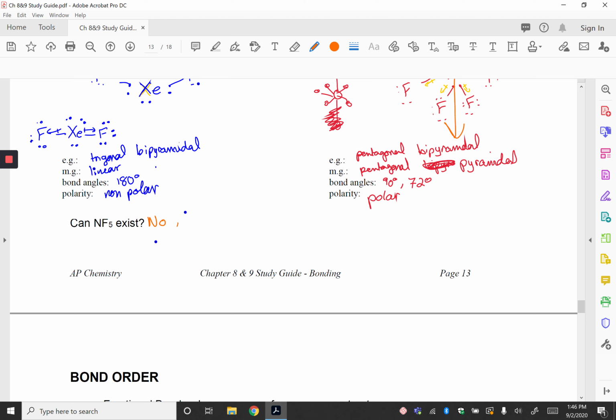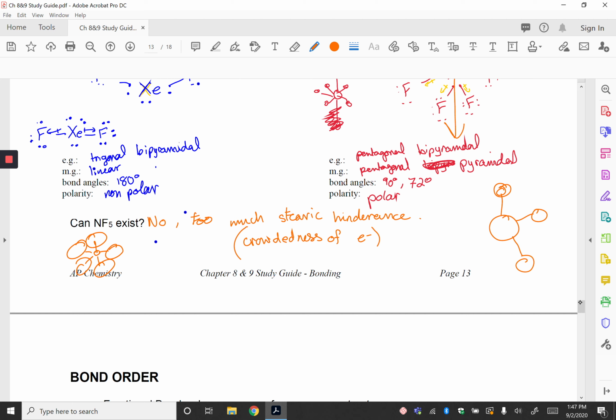So, steric hindrance. What does that mean? Steric hindrance means crowdedness of electrons. That's what that means. So basically we're saying nitrogen is too small to be able to handle 5 electron clouds around it. Those would repel each other too much. Whereas if you have phosphorus or something larger, then you can handle the 5 different things.